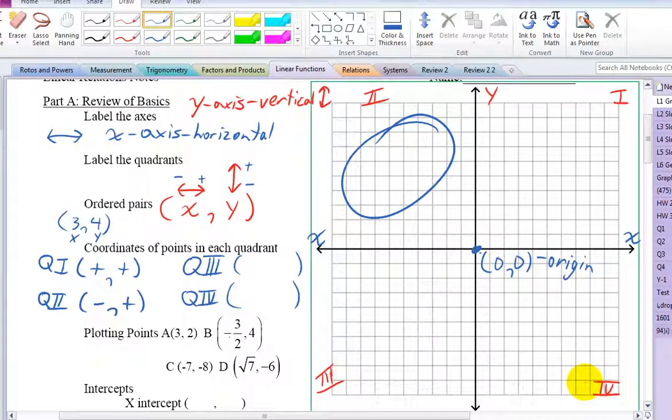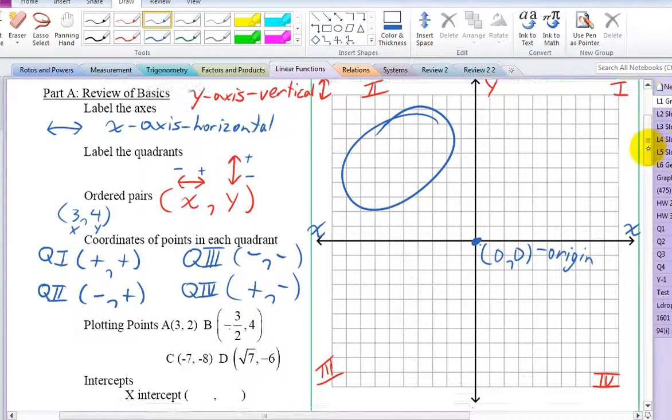Okay, Devinder, quadrant 3. Negative. Good. Kind of a special one, right? Next one, quadrant 4. Wilson? Negative, positive. I had it backwards though. Yeah, positive, negative. Okay. X is always first.